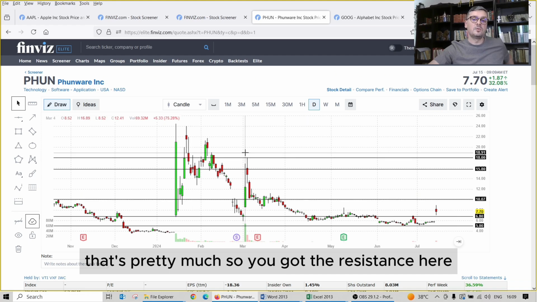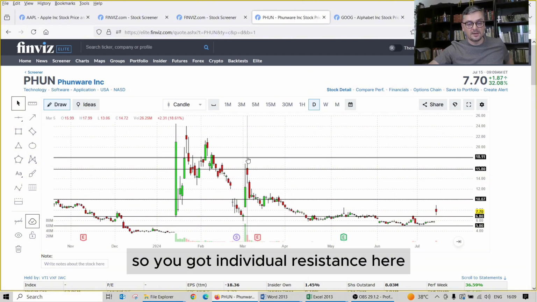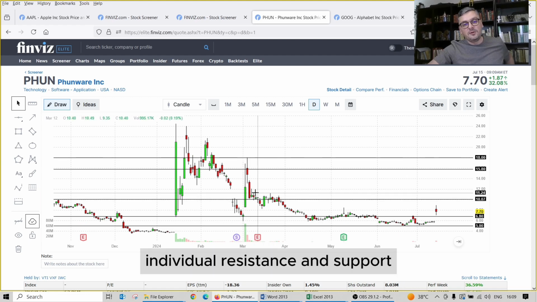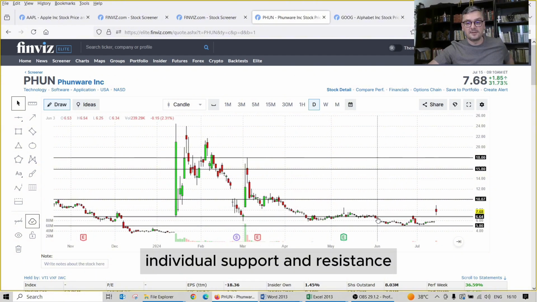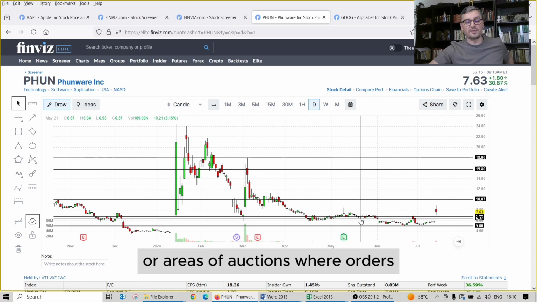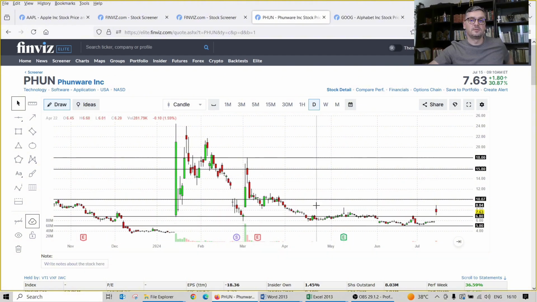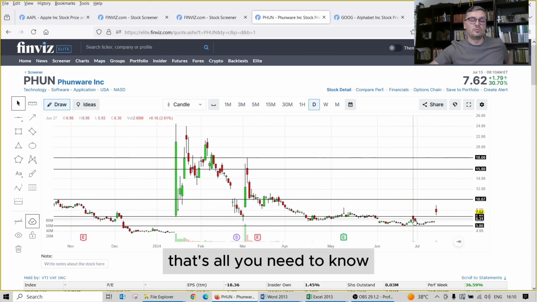That's pretty much it. So you got a resistance here, resistance and support, and these areas here. So you got individual resistance here, individual support here, individual resistance and support that are consistent here, individual support and resistance that is consistent here, okay? These in fact are elements of auctions, or areas of auctions, where sale orders and buy orders are blocked and need to be unblocked during the auction. That's all you need to know.